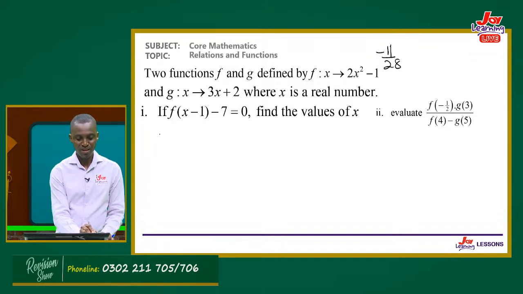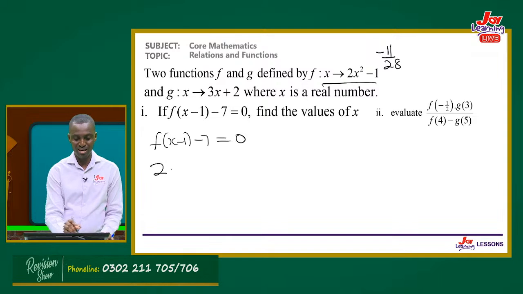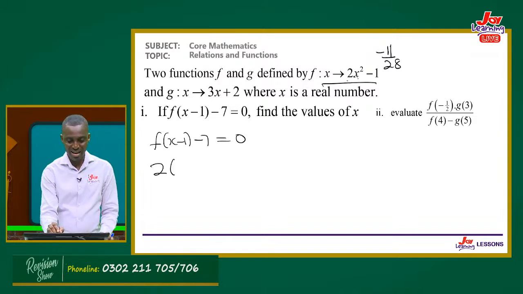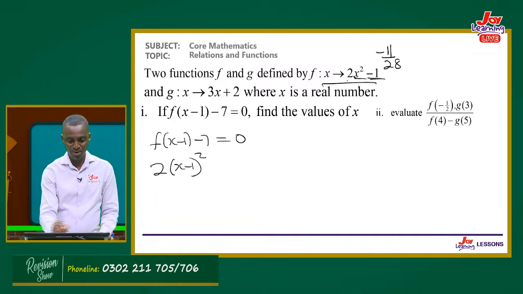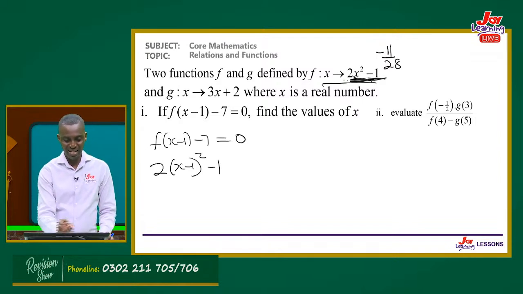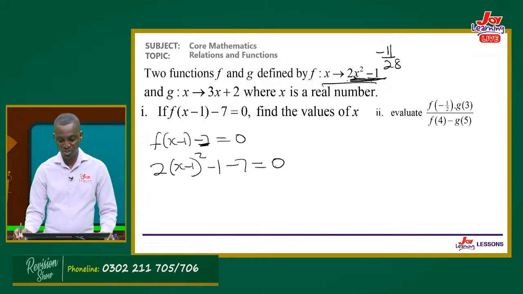So we are looking at f of x minus 1 minus 7 equals 0. I'm writing the function f of x. The function f of x is 2x squared minus 1, so wherever I see x, I put in x minus 1, I square it, then I bring my minus 1. Then the whole thing says minus 7 equals 0.